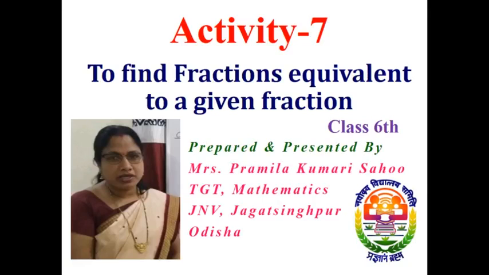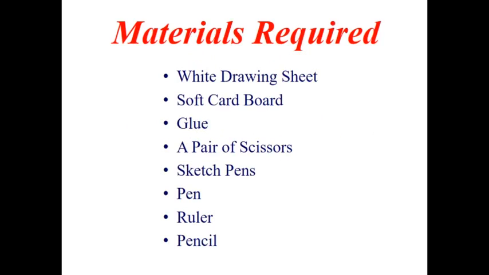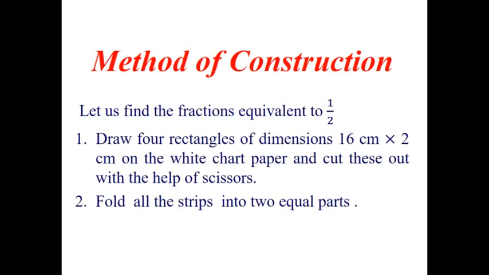Dear students, let us start our Activity 7 to find fractions equivalent to a given fraction. The objective of this activity is to find fractions equivalent to a given fraction. Materials required: white drawing sheet, soft cardboard, glue, a pair of scissors, sketch pens, pen, ruler, pencil. Then the method of construction. Let us find the fractions equivalent to 1 by 2.